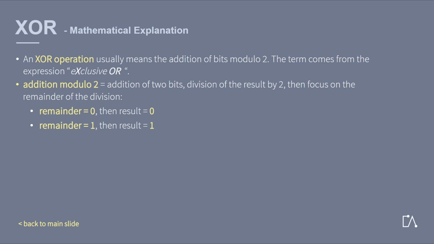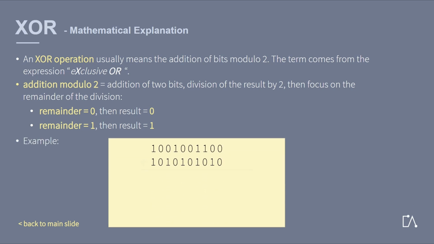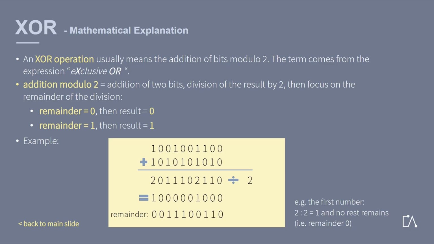We will illustrate this with an example. First of all, we add the bits up in the way we are used to. The result, which consists of 0s, 1s and 2s, is now divided by 2. Now, we are only interested in the remainder of the division, which is our actual result.